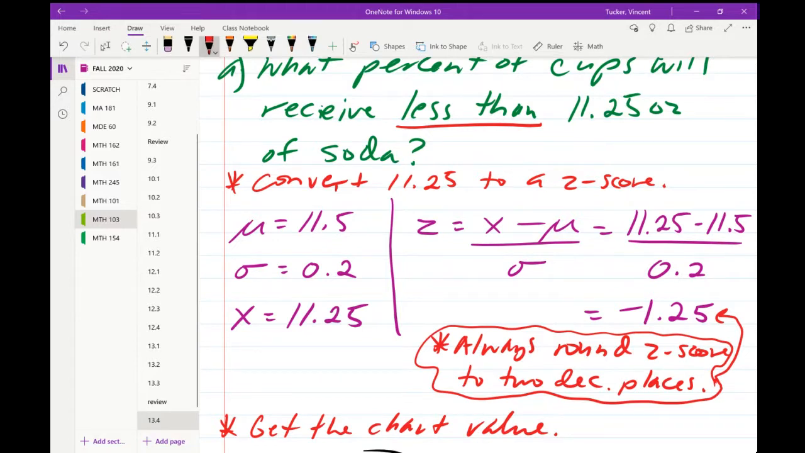And always round your z-score to 2 decimal places. Didn't mention that before, but always want to round to 2 decimal places.